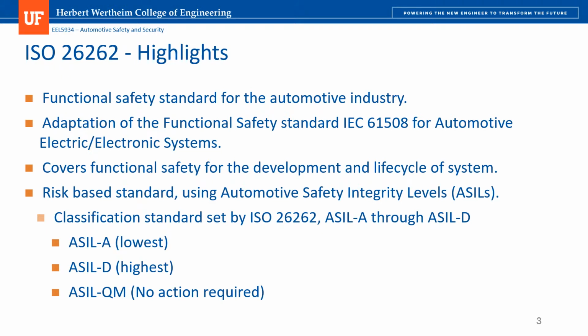The ASIL levels that we're going to discuss are an A through D rating, but there is also a quality management rating as well. ASIL A has the lowest amount of requirements, whereas ASIL D has the highest amount of requirements for that particular system. And this additional rating, ASIL QM, or quality management, has no actions or requirements tied to that particular element of the system.